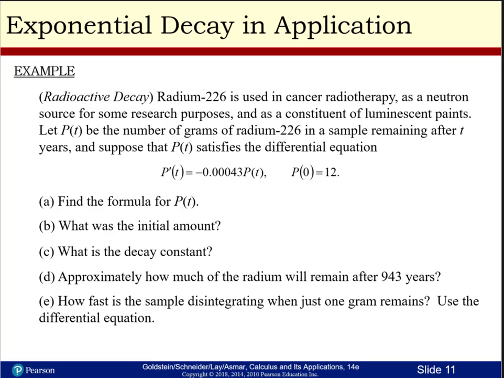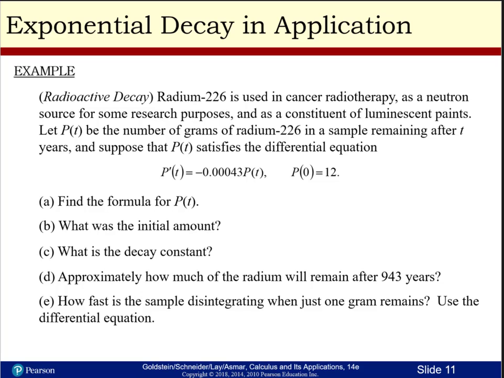Well, we're going to have to do a few different things here. They're going to walk us into finding some different things. First off, we're going to find P of t, and then we're going to find the initial amount, then the decay constant. Basically, they're just walking us through where they want us to go at the end. So finding P of t is what we want to do first anyway.